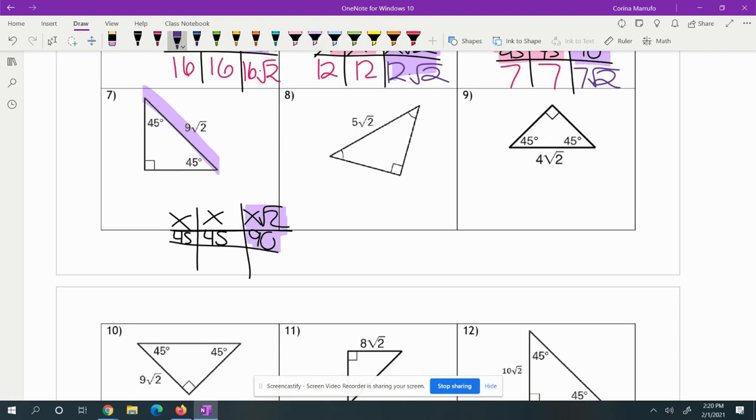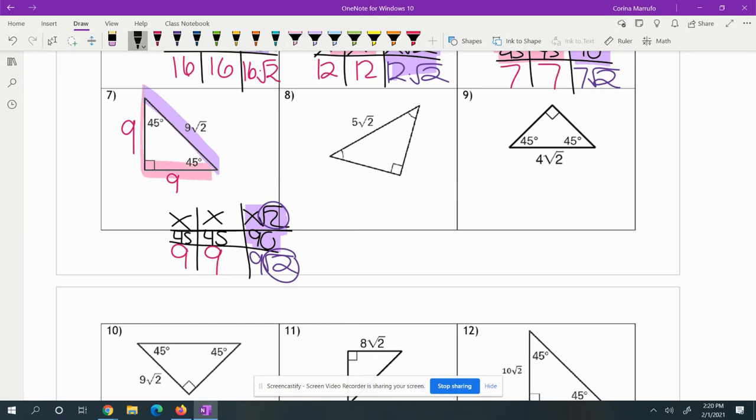They give us the hypotenuse is 9 and the square root of 2. So here I'm going to go ahead and plug in the 9 and the square root of 2. So this one is a little bit obvious. Well, what is x? Well, the square root of 2's are already the same, so that means x must equal 9. So these two legs should be 9 and 9. These two.